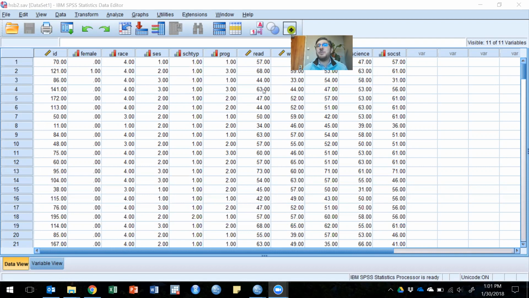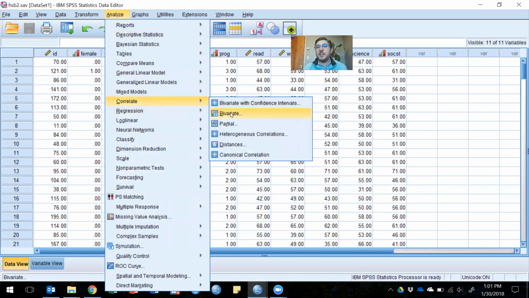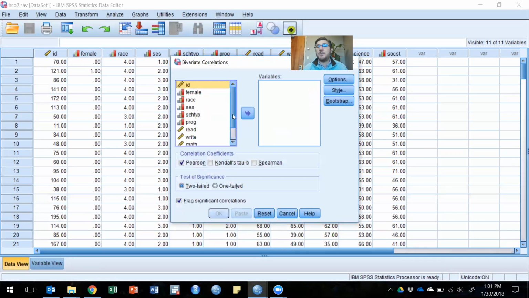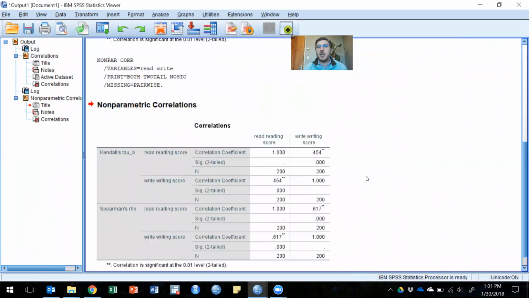So let's say we want to find out the correlation between reading scores and writing scores. We would go to Analyze, Correlate, Bivariate, and bring over the scores that we're interested in, reading and writing. And if you wanted to get the Spearman or the Kendall correlation, you just check these boxes as well. We click OK.